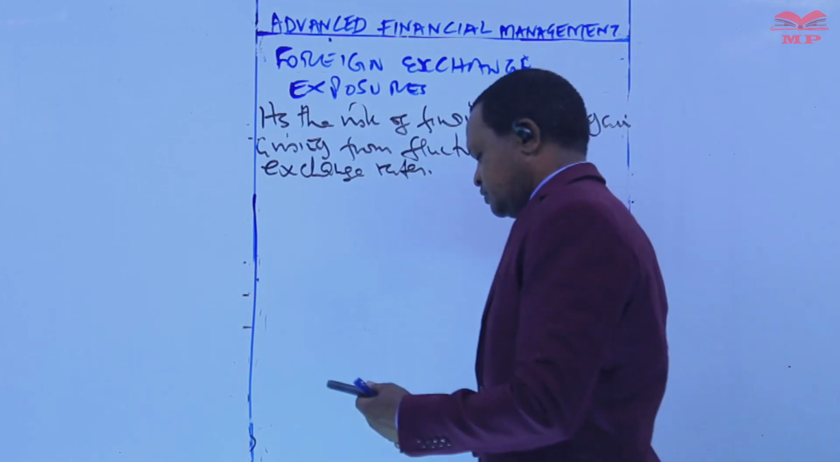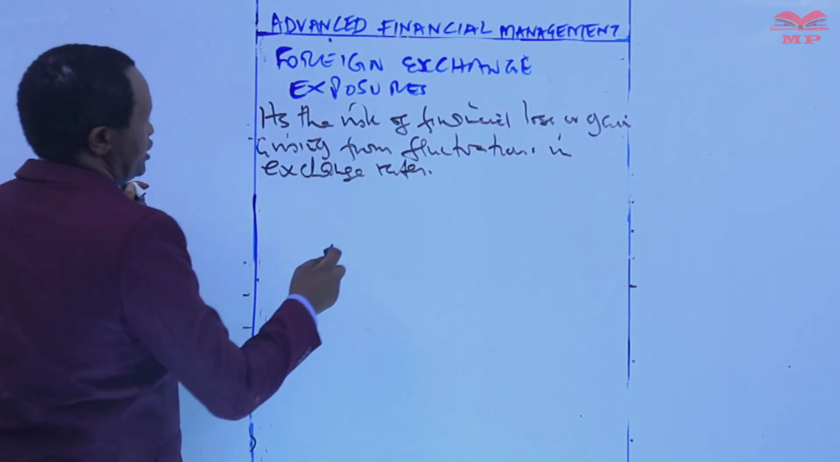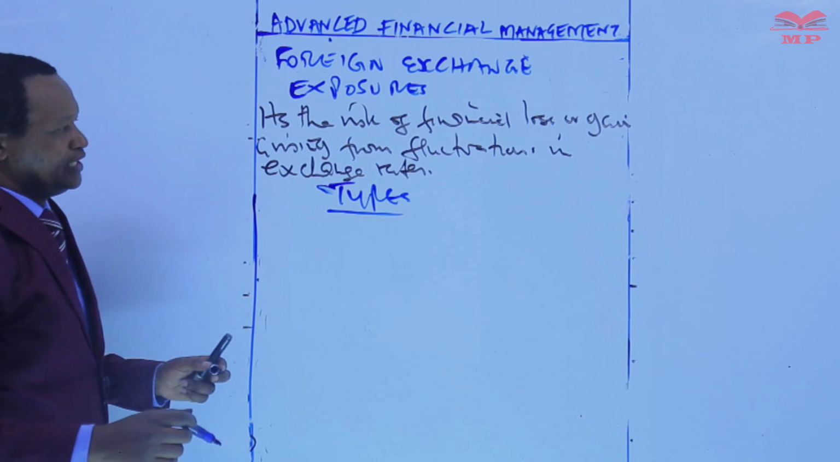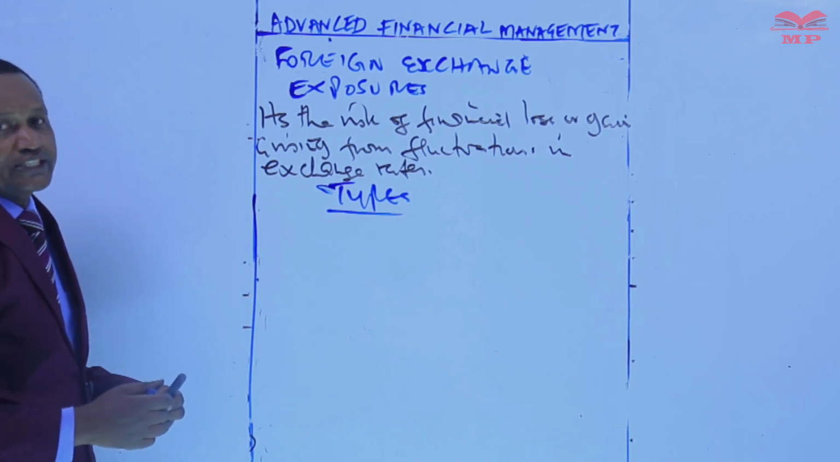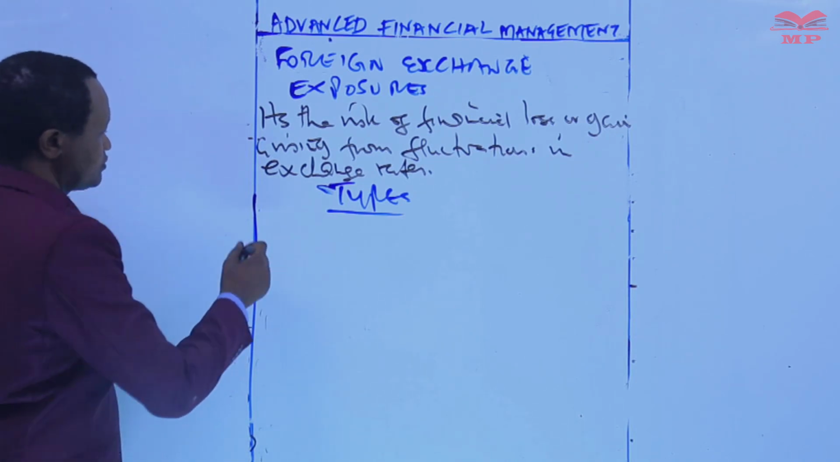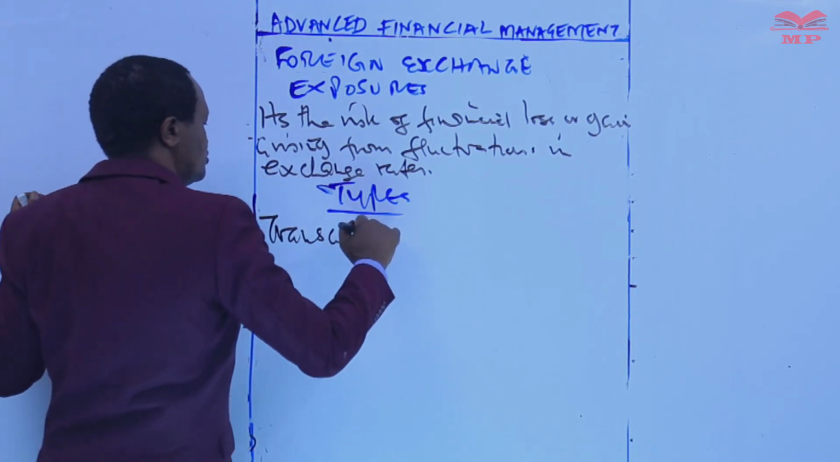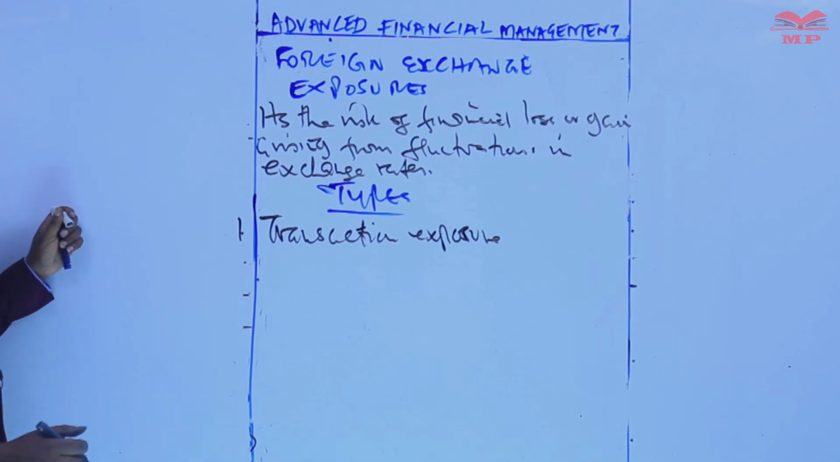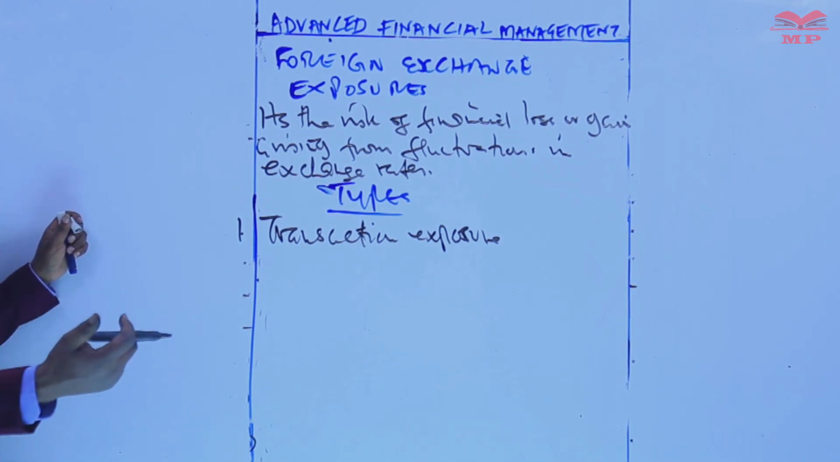Types of foreign exchange exposures. We have one type known as transaction exposure. Transaction exposure is a type of foreign exchange exposure. This one arises from future contractual obligations to pay or receive foreign currency. It can be positive, that means receiving foreign currency, or it can be negative, which means paying foreign currency.